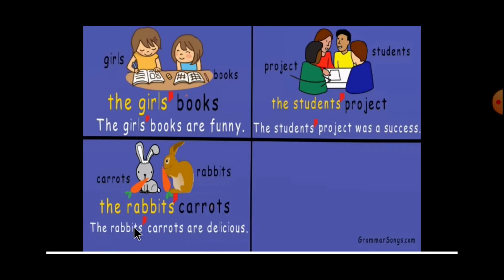Okay, so the word rabbits is in a plural form, ending with s, so we have to put the sign of apostrophe over here to show the possessive form, and the possessive relation between the carrots and rabbits. So we have to write the rabbits' carrots are delicious. So students, these are the examples of the plural form, how to use the sign of apostrophe and s for the plural nouns.